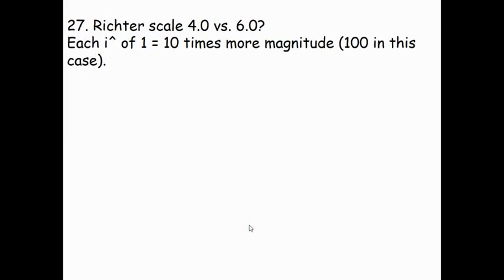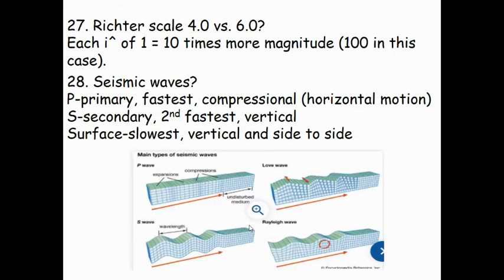All right, as we just talked about, every increase of 1 is equal to 10 times more magnitude. So 4 versus 6 is 100 times more energy. The seismic waves I talked about. Primary waves are compressional. They are horizontal waves. We call them P waves. As you can see, we're just talking about pressing the Earth's crust and moving in a horizontal direction.